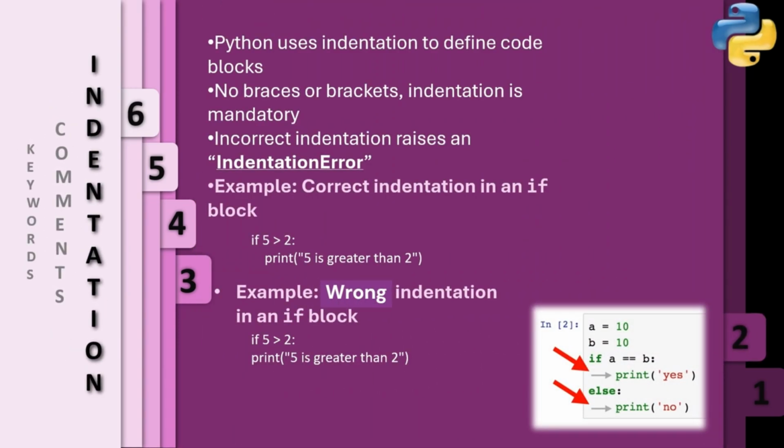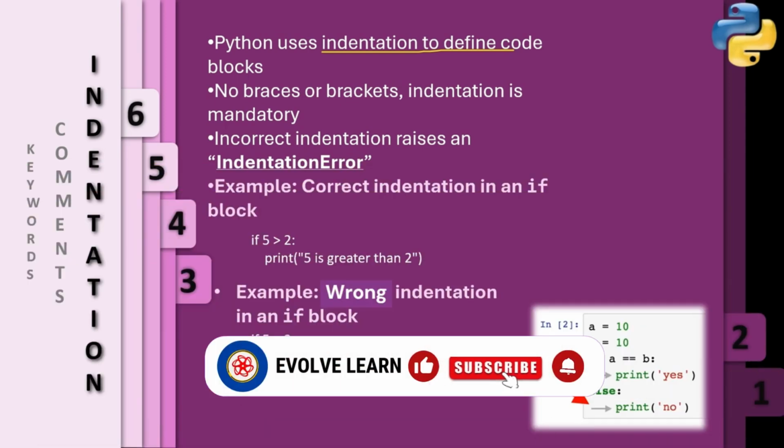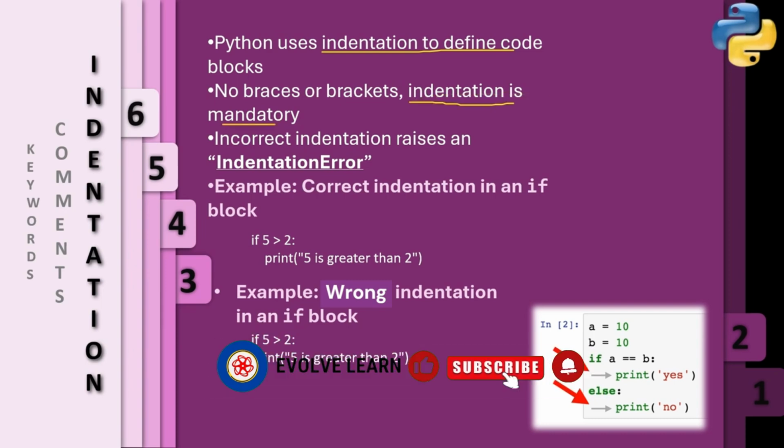One of the key features of Python is its use of indentation to define code blocks. Unlike many other languages that use braces or keywords, Python uses indentation to show which lines of code belong together. In Python, indentation is mandatory. Let's take a look at this example. Here, the print statement is indented, indicating it is part of this if block.